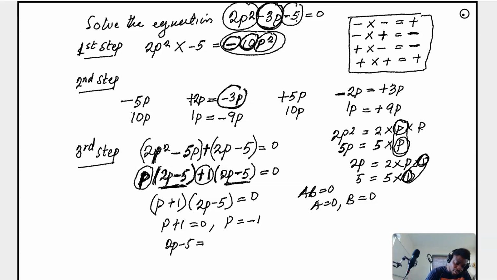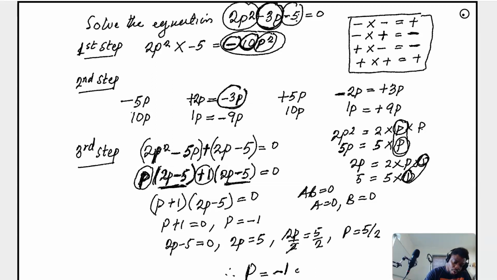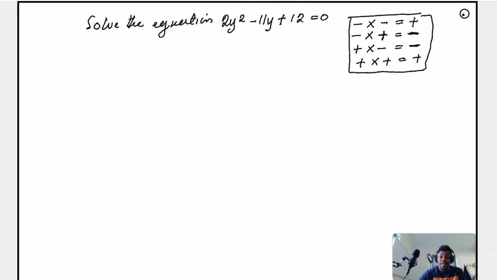2P minus 5 is equal to 0. This is 2P. Minus 5 goes to the other side. This is 5. But remember, I'm looking for P, right? That means divide both sides by 2. Okay? So 2 cancels 2. So P here is equal to 5 over 2. So, therefore, my P is equal to, what is the first answer? Minus 1 or 5 over 2. Now, let's solve this question using the factorization method.